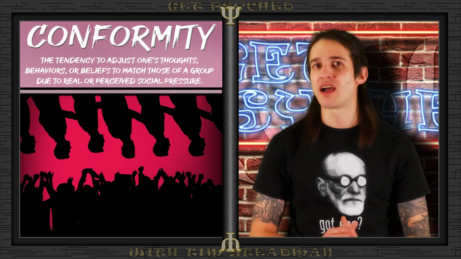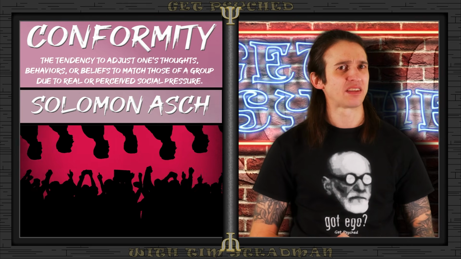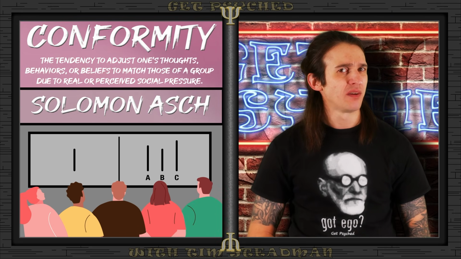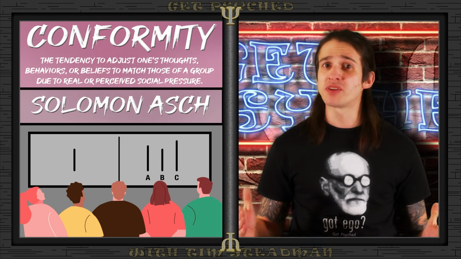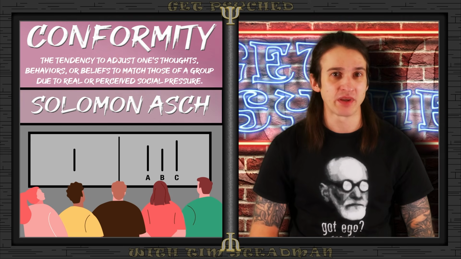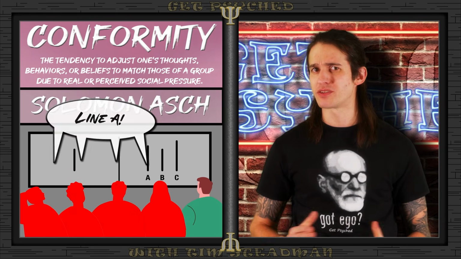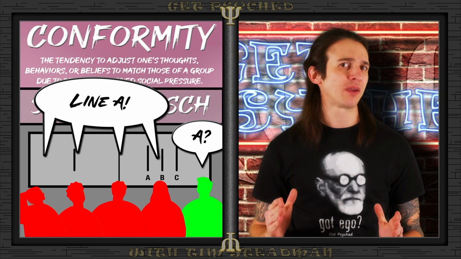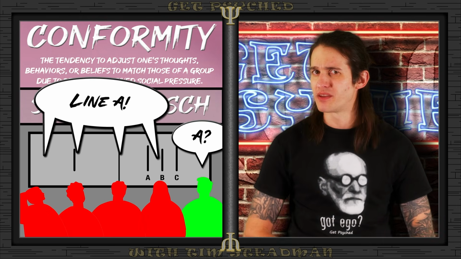Now this brings us to Solomon Asch's famous line length experiment. In this study, participants were asked to compare the lengths of lines, but here's the twist. Most of the participants were secretly in on the experiment and deliberately gave the wrong answers. The real participants, who didn't know this, often conformed to the group even when the correct answer was painfully obvious.